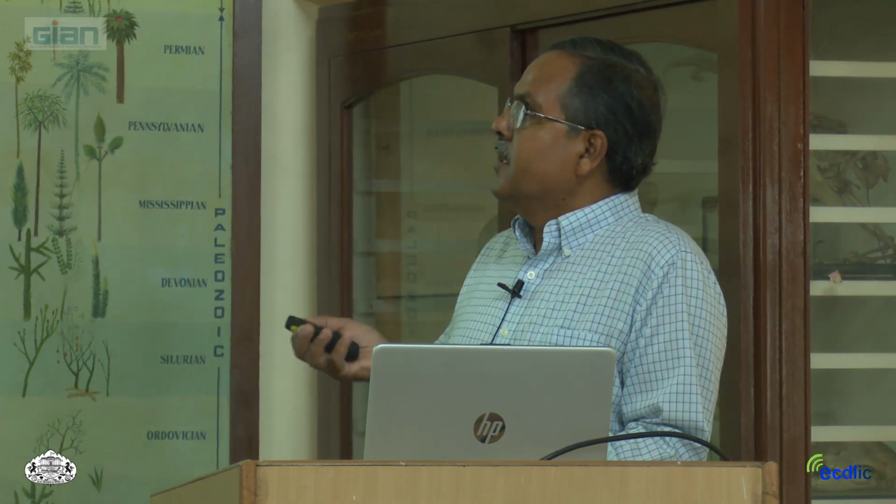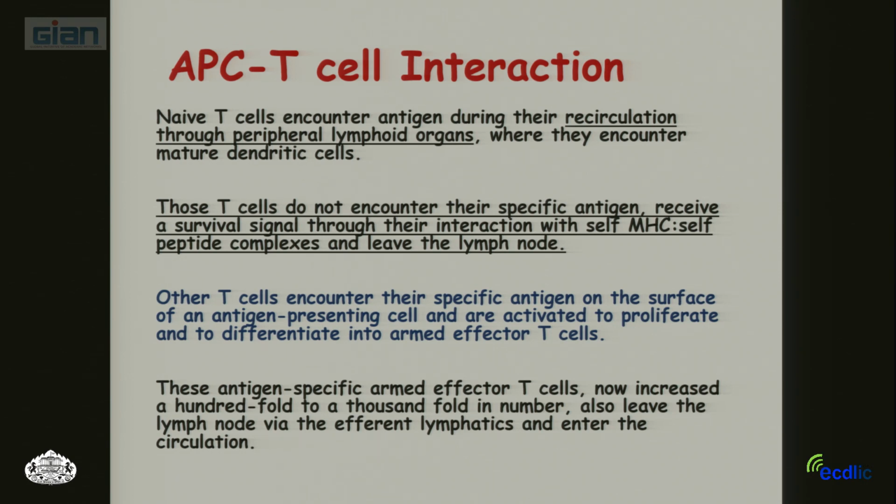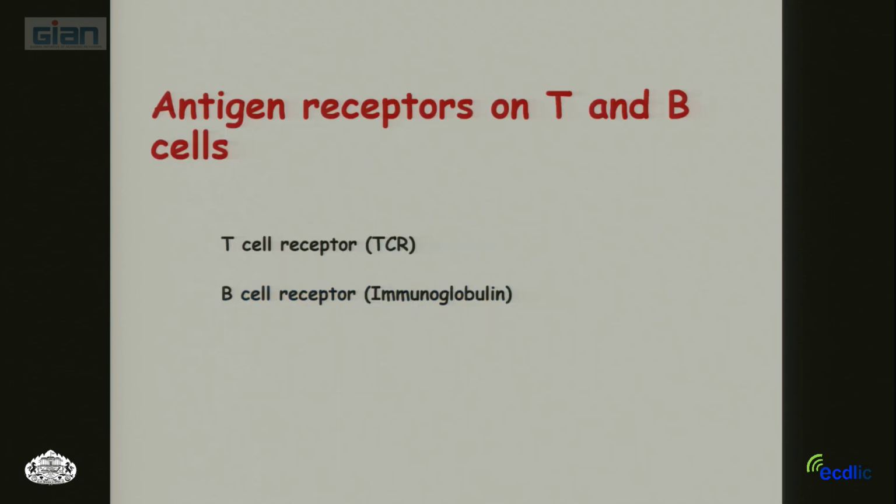So basically those which don't see the antigen they need to bind will get the survival signal, and that survival signal is your self-MHC cell peptide complexes. Those which interact and encounter the specific antigen will get activated, proliferate, and differentiate into armed effector T cells. And these T cells know exactly which antigen they need to target, and will go to the site of infection or injury and do their job. The one key point here is that some of these effector T cells later on will differentiate into memory T cells, which is very interesting.